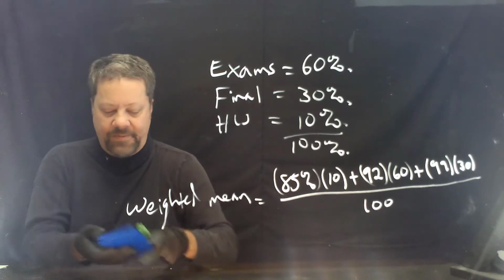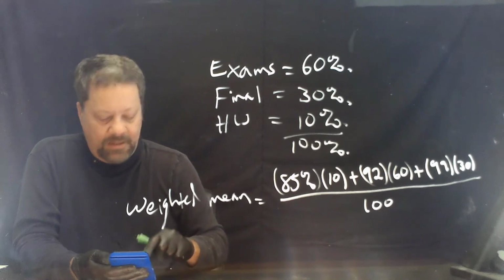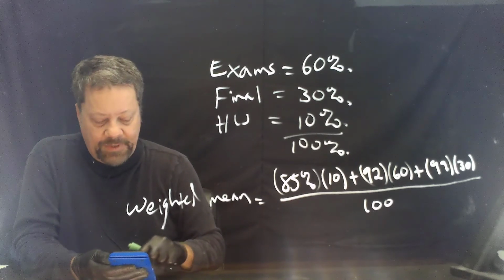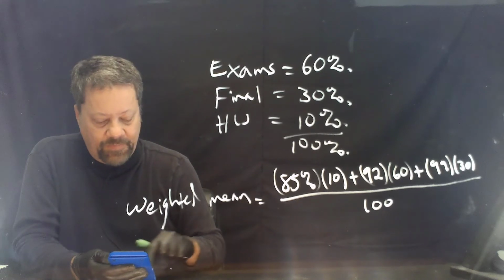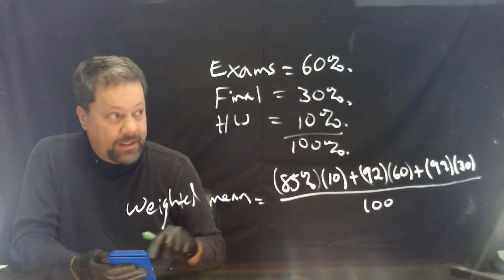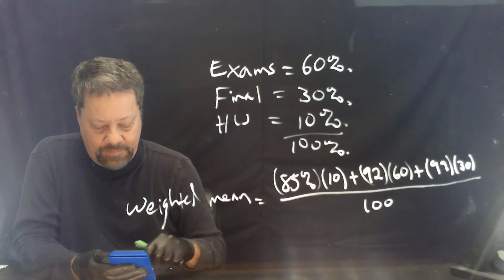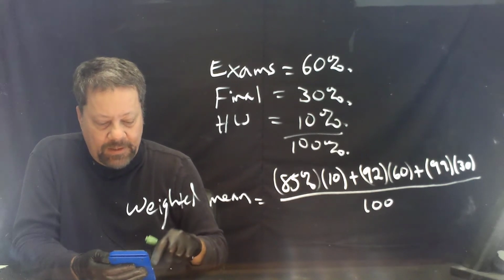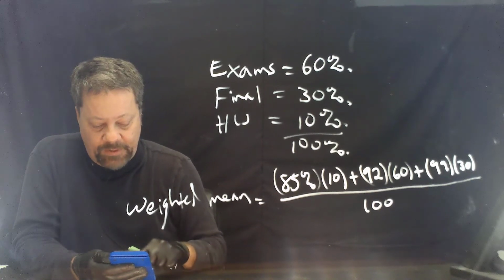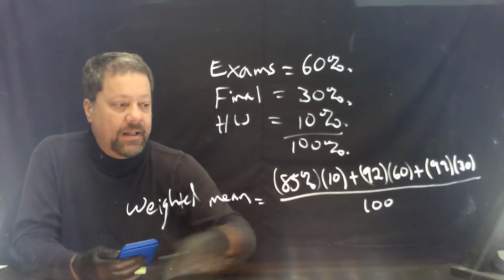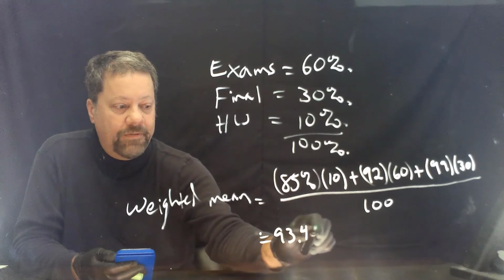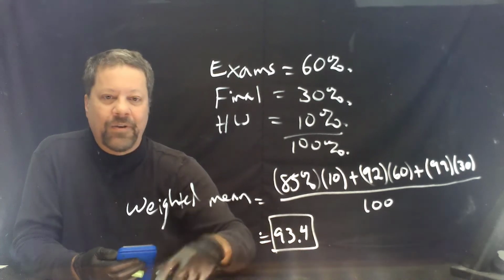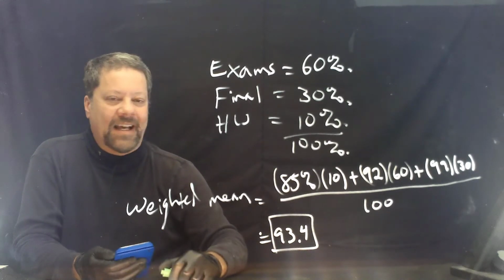In this case, let's see, I'll take 85 times 10 plus 92 times 60 plus 99 times 30. And then I'll take that and divide by 100. And this gives me about 93.4 for the overall grade in the class.